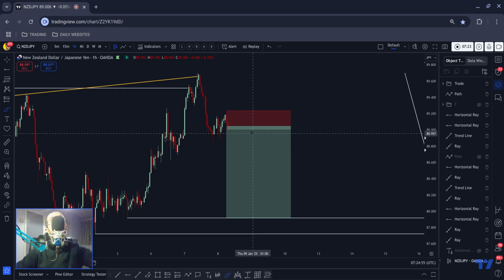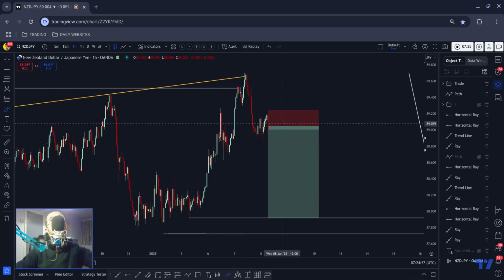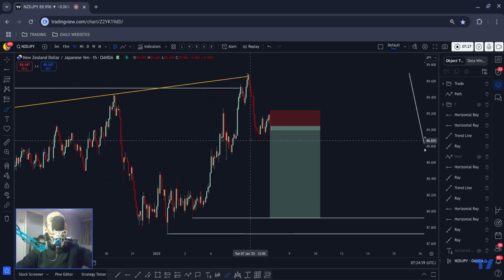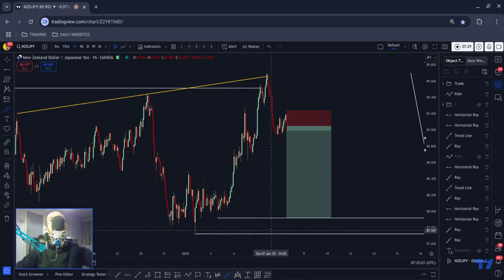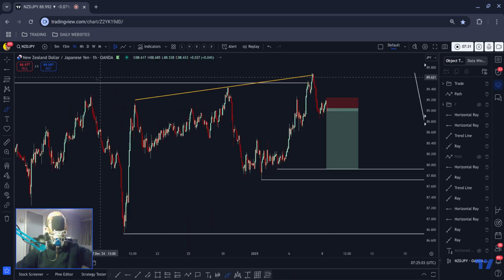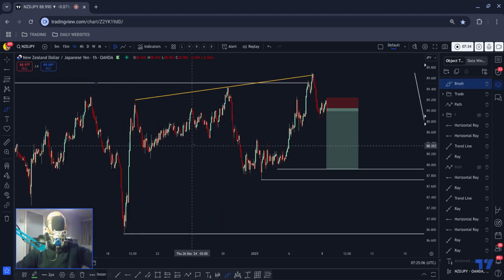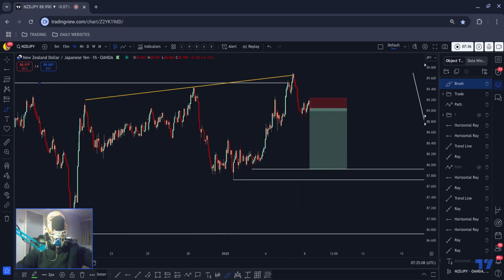So this is the exact entry. Okay, exact entry price, exact stop loss. I set a take profit. So I have a take profit set here. So I've measured this range. So from the high, the area of value, try that again.